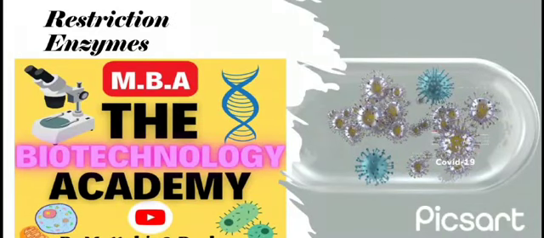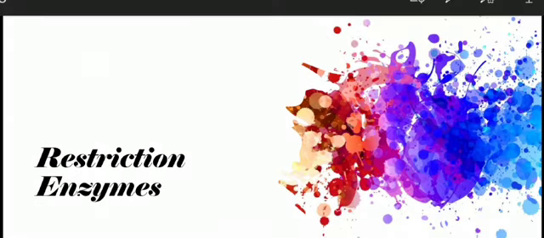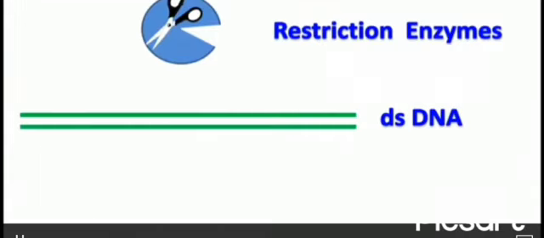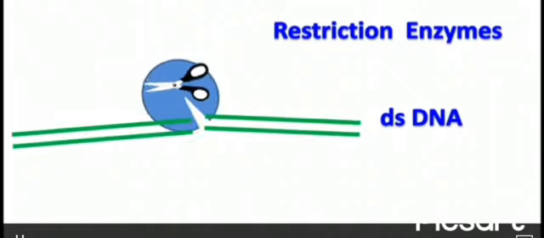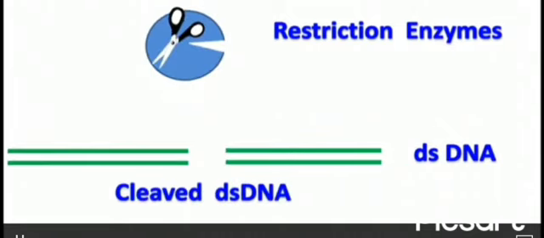Welcome back. So in this video we are going to see about the restriction enzymes. These restriction enzymes, as we know, are the enzymes that cleave the DNA into small fragments. So they cleave the DNA into small fragments. So here we get the cleaved double-stranded DNA.